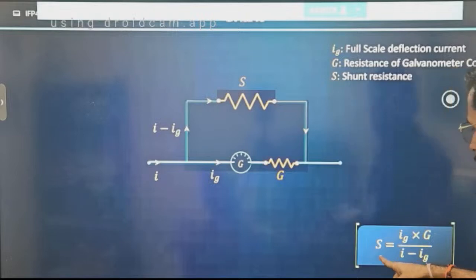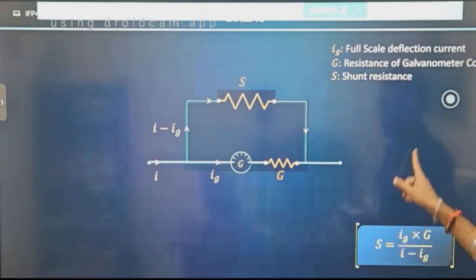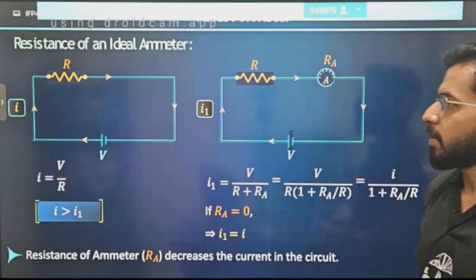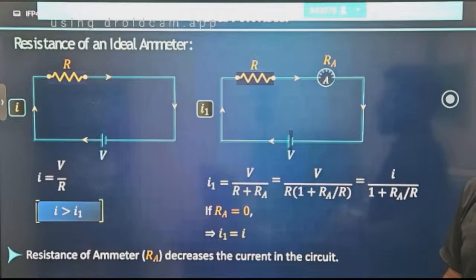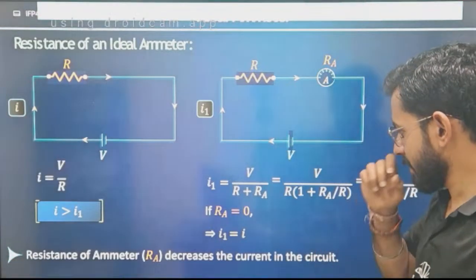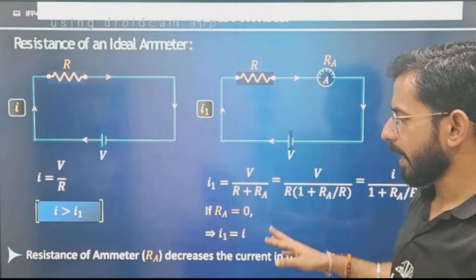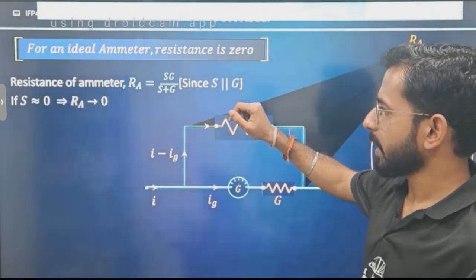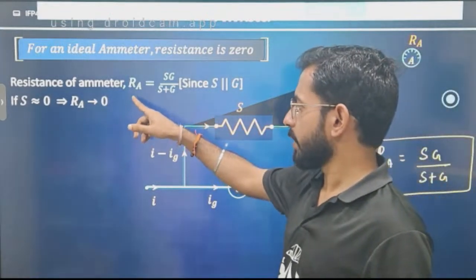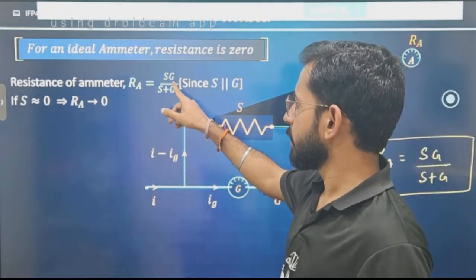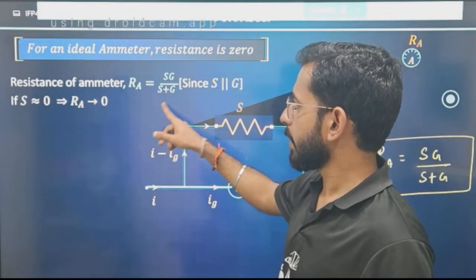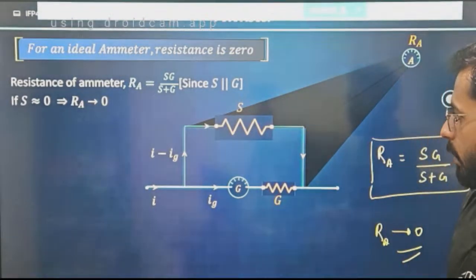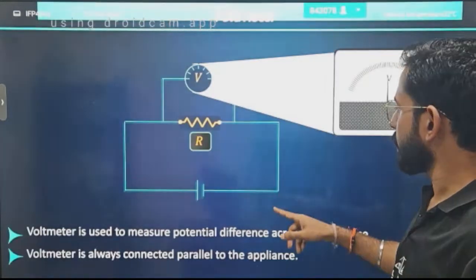Here the diagram is also shown. Here is the formula: shunt resistance is equal to Ig into Rg divided by I minus Ig. All these derivations I have shown you. Now what about the resistance of an ideal ammeter? Always remember, for an ideal ammeter, resistance R tends to 0. This is the condition for an ideal ammeter. For the shunt resistance of an ammeter, Ra is equal to Ig into Rg divided by S plus Rg. Since S is in parallel, S tends to 0, so Ra tends to 0. So this is the case for an ideal ammeter. I've already told you the results.